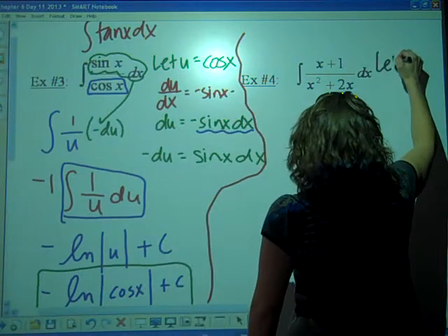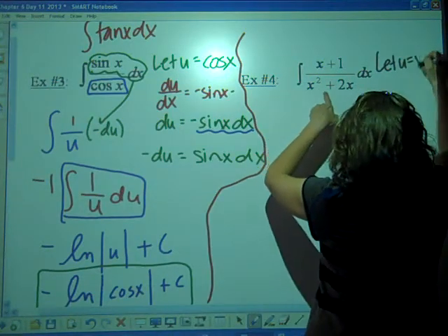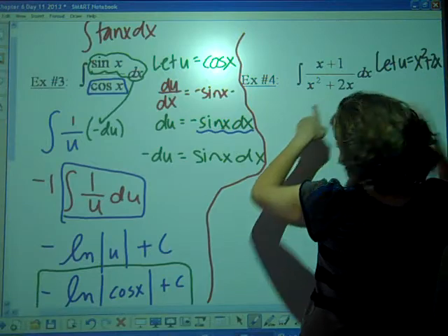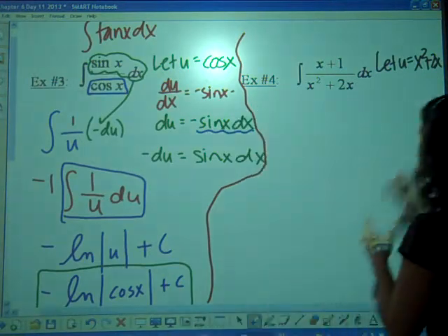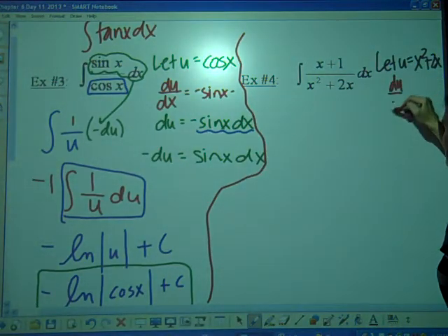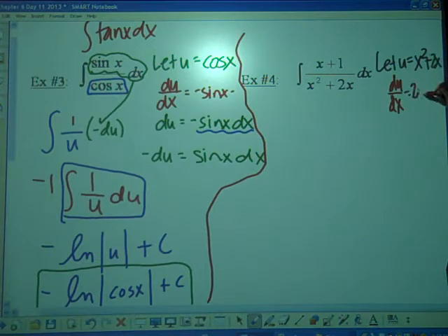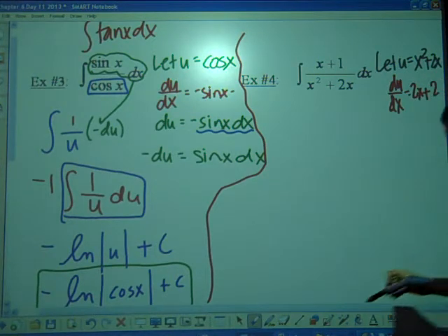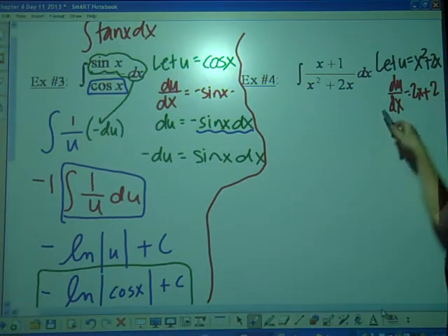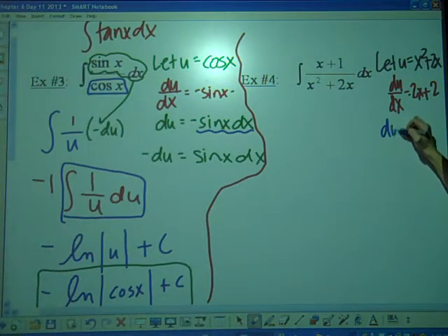So if I let u equal x squared plus 2x, take the derivative of that, so du dx will equal 2x plus 2. And then I'm going to multiply both sides by dx. So I get du equals, and I see this 2 is in common in both of those, so I'm going to go ahead and factor out that 2. 2 times x plus 1, and then times dx.